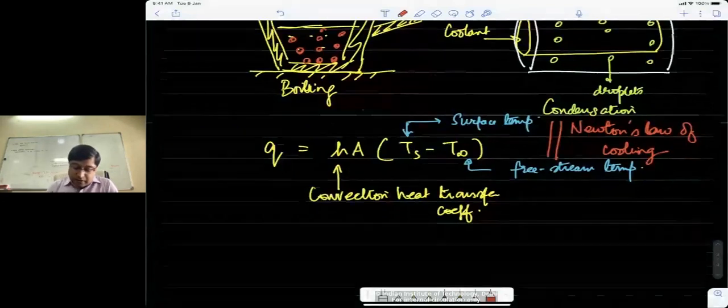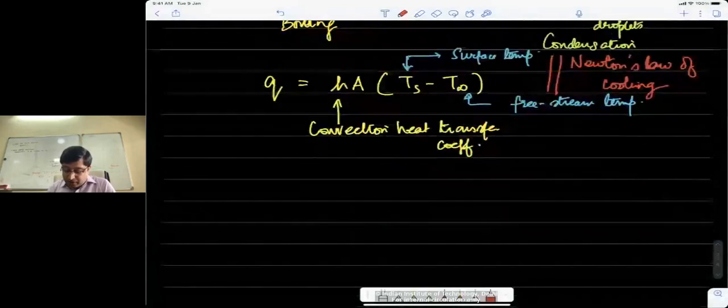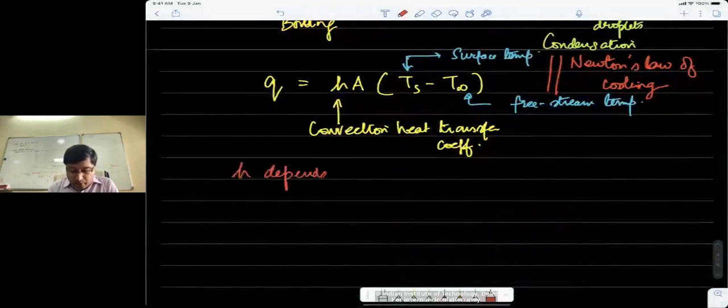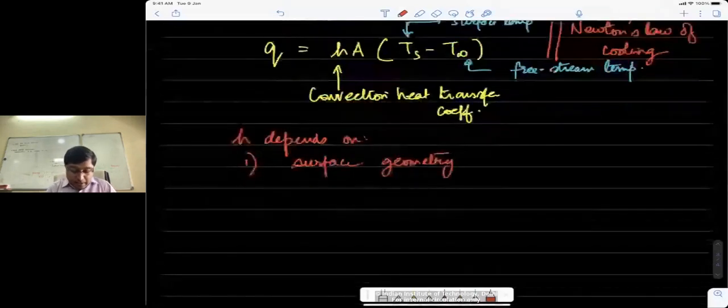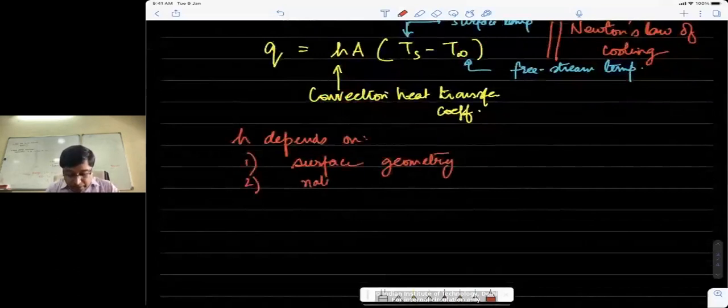This value h, this heat transfer coefficient, depends on a variety of factors. h depends on the following factors. It depends on the surface geometry. So it is not the same for flow over a flat surface and flow over a curvilinear surface. It depends on the nature of the fluid motion, so whether the flow is turbulent or laminar.